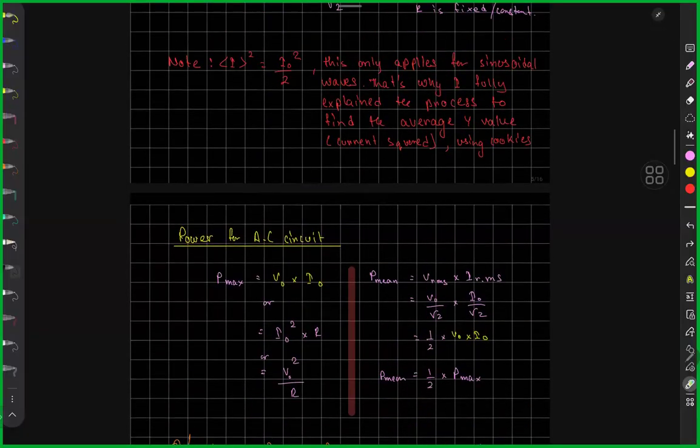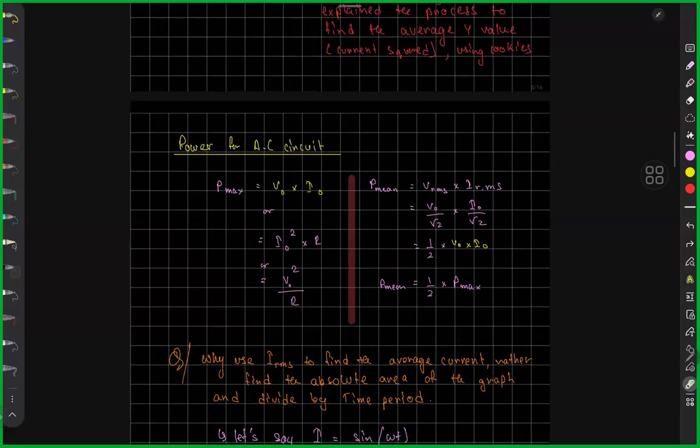Now, what is again in your syllabus is a few more expressions. They can ask you in an AC circuit what the maximum power in the circuit is. In that case, what you really do is take the maximum voltage value and the maximum current value. This gives you the maximum power. You could also do maximum current squared times resistance, or you could take the maximum voltage squared divided by resistance.